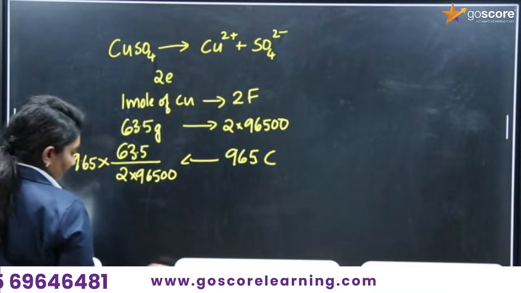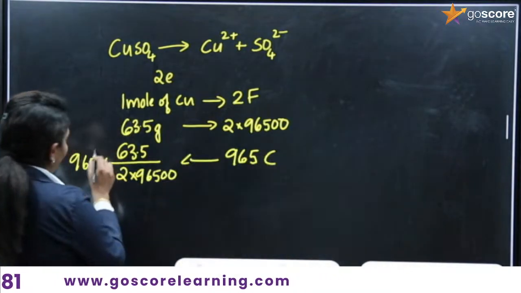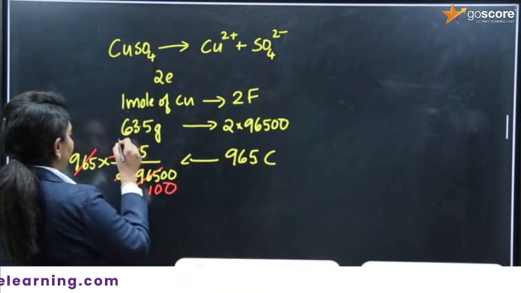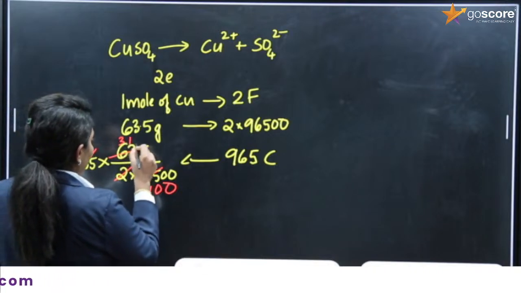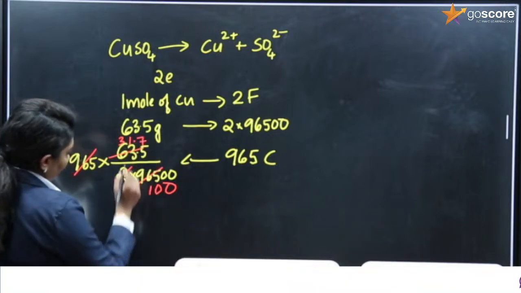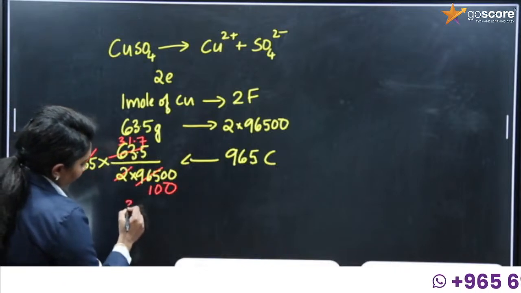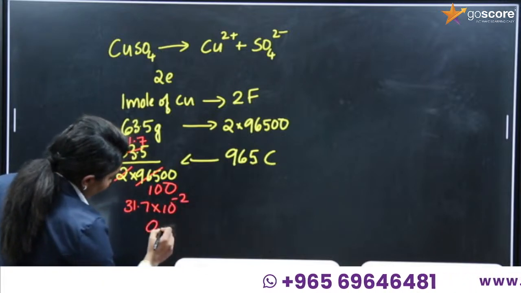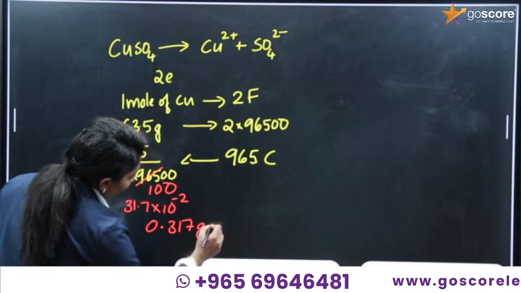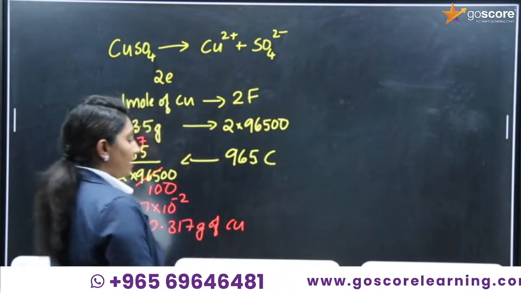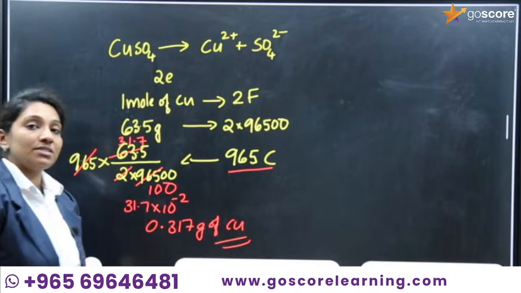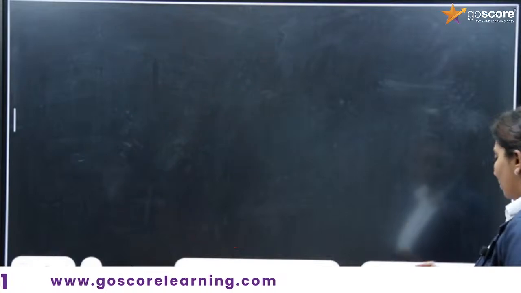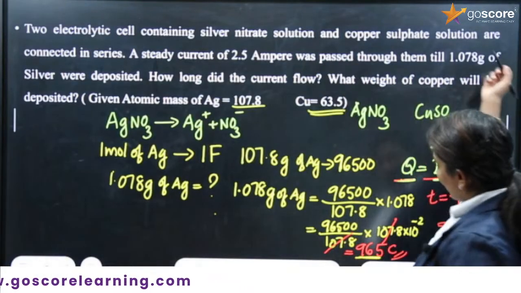Then this will be, right? 31.7 divided by 100. So you will get 10 to the power minus 2, that is 0.317 gram of copper will be deposited when you are passing 965 coulomb of charge. Okay. This is how we can solve this equation.